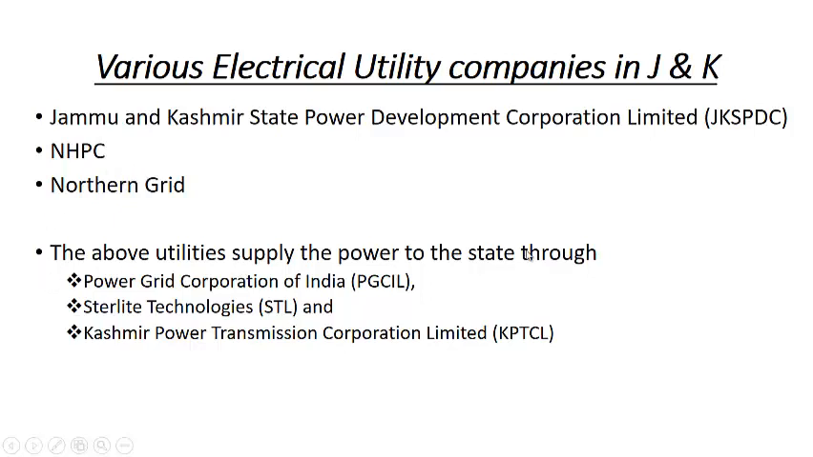The above utilities supply the power to the state through Power Grid Corporation of India, that's PGCIL. These are actually transmission companies. So NHPC and the Northern Grid supply the power through PGCIL and also the Sterlite Company, STL. This also transmits the power from the Northern Grid to the state. And the state's own transmission system, Kashmir Power Transmission Corporation Limited, KPTCL, also delivers power from within the state. It is owned by the state itself.